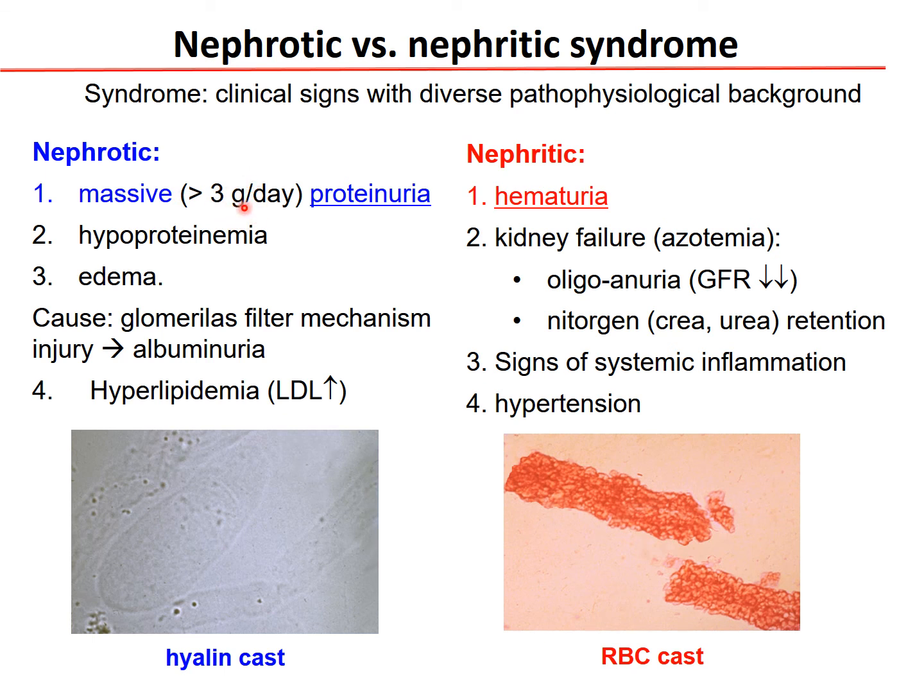The patient has massive proteinuria, when we have more than 3 grams per day of urine protein excretion, and this is causing hypoproteinemia. Due to the decreased oncotic pressure, the patient presents with generalized edema. The possible causes involve some kind of alteration of the filtration mechanism of the glomeruli, and albumin and protein are lost through the glomeruli.